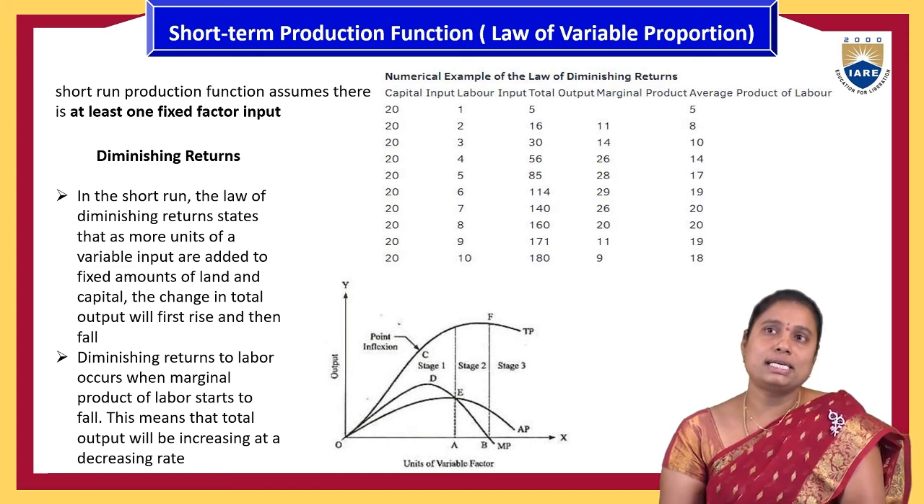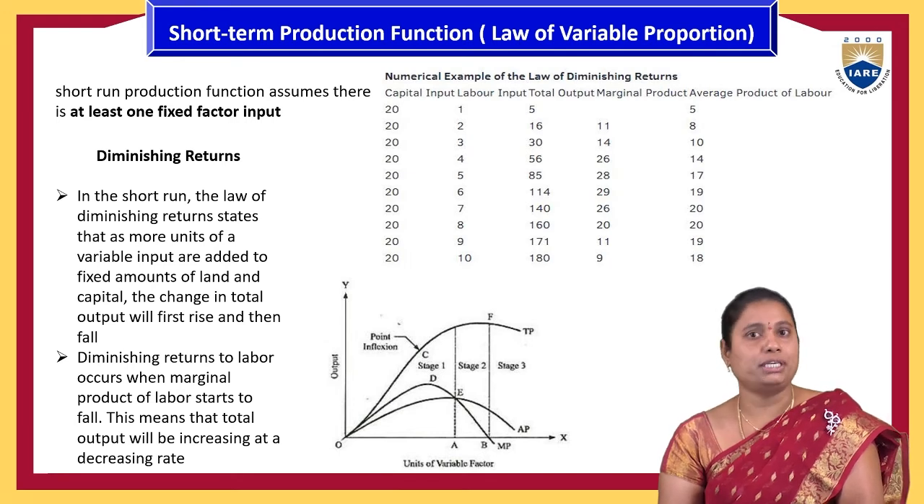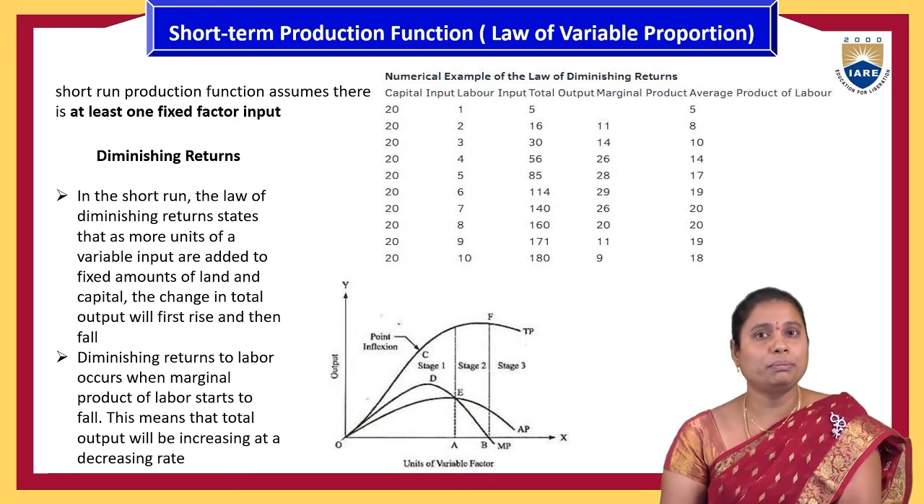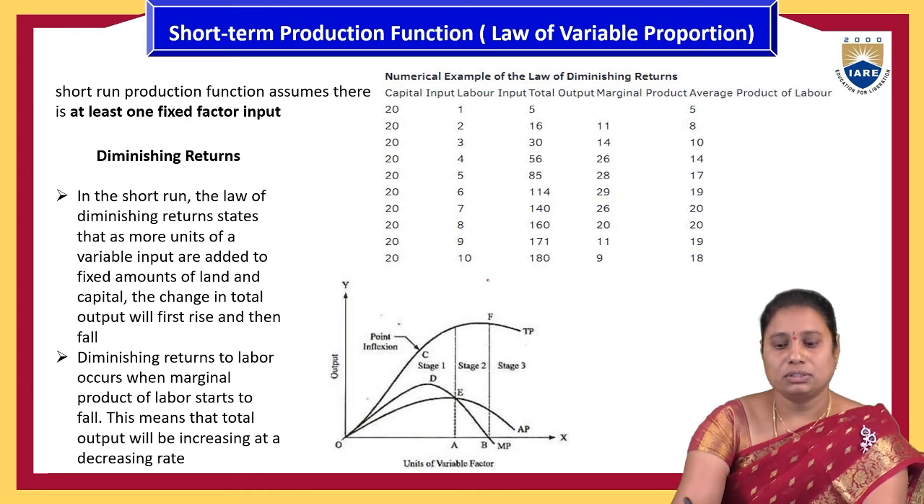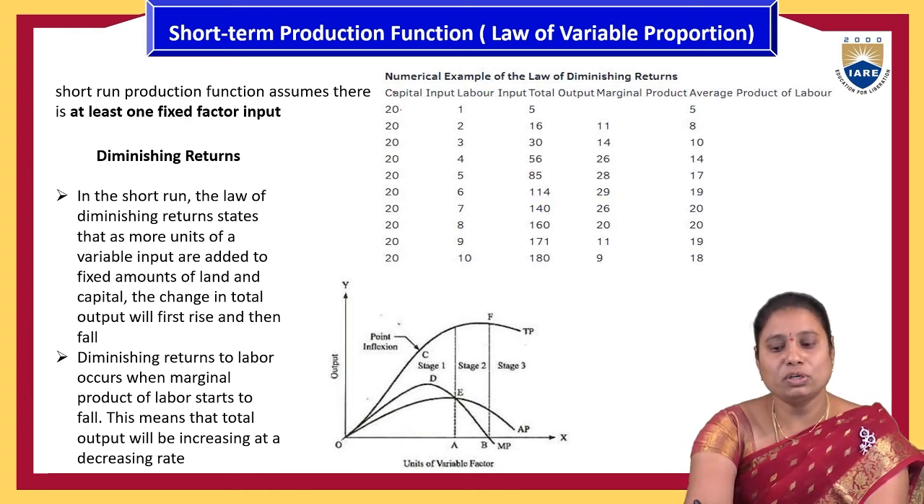Generally it will be called the law of variable proportions, because most of the inputs will change rather than the constant elements. Here, if we observe, the capital might be constant because capital is a long-term investment factor. The labor will change, because that is the short term and variable proportion.